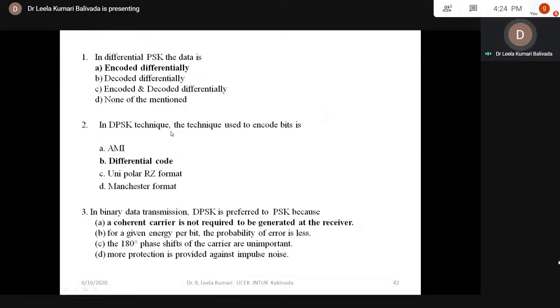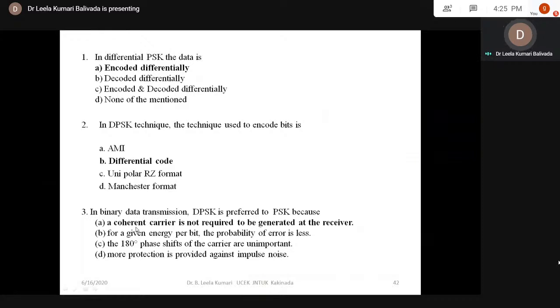In the DPSK technique, the technique used to encode the bits is AMI, which means alternate mark inversion, differential code, unipolar RZ format, or Manchester format. So we are not using AMI, unipolar RZ or Manchester format. We have used the differential code because the binary input information is contained in the difference between two successive signal elements rather than absolute phase. Therefore, the technique used to encode bits is differential code.